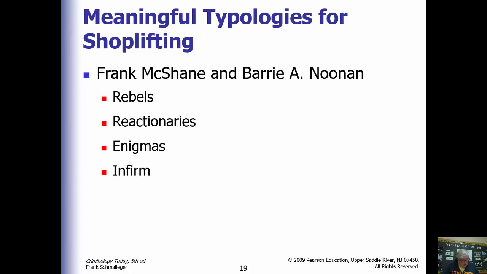Rebels were usually younger females that had a history of offending. Reactionaries are similar to rebels, but they were often actually able to pay. Enigmas are older and slightly more likely to be male. And the elderly, or infirm, are more likely to be female for some reason. So you have an elderly female who's going in and stealing stuff out of the store. That's McShane and Noonan's infirm.